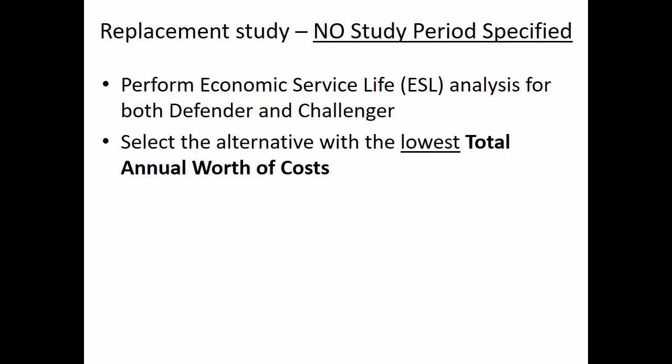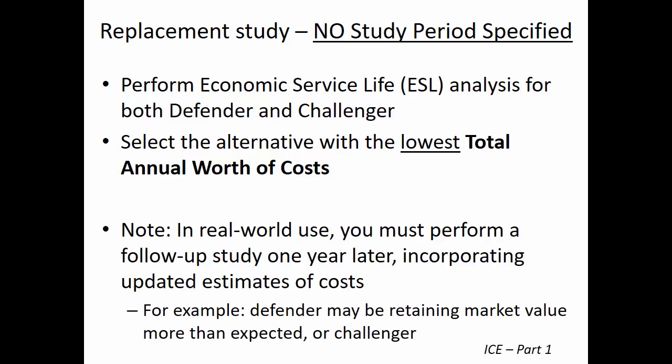So for two alternatives, you do economic service life for the Defender, which is the existing equipment that you already own, and then you'd also do it for the Challenger. And you'd pick whichever alternative has the lowest annual worth of costs, and that's how many years you'd also own it. But one important caveat is that this is all projecting into the future. You're assuming that a piece of equipment in a certain number of years will have a given salvage value. And so maybe your estimate today isn't accurate a year from now.